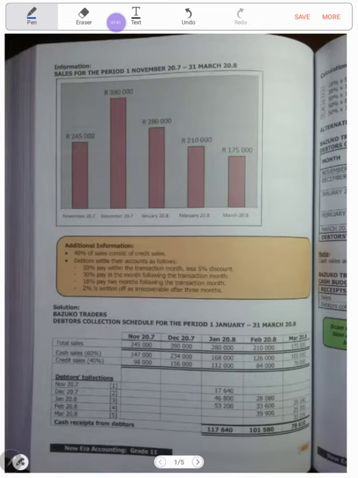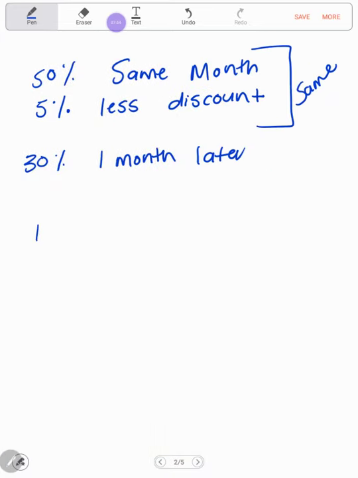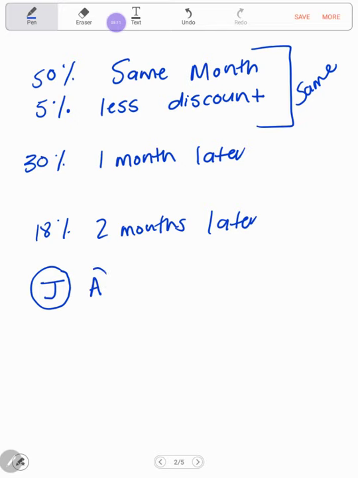18% pay 2 months following the transaction. 2 months later. What does this mean? This means that if the transaction took place in July where the business has sold on credit, 1 month later would be August, 2 months later would be in September. So I'll take the total credit sales of that month that I'm dealing with, and I'm going to multiply it by the 18%, to get how much I will be receiving 2 months later. So let us do that together.